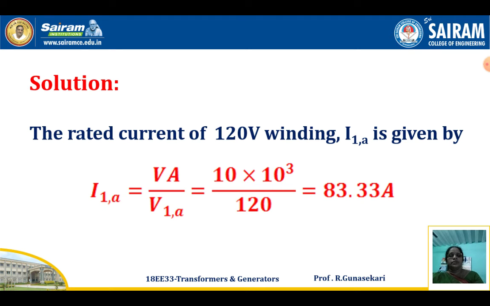So VA, that is the 10 kVA. That's why 10 into 10 to the power 3, the kVA converted into VA, divided by the voltage 120. Finally we are getting 83.33 amps.